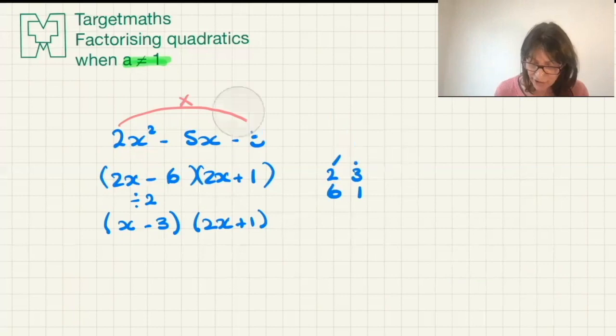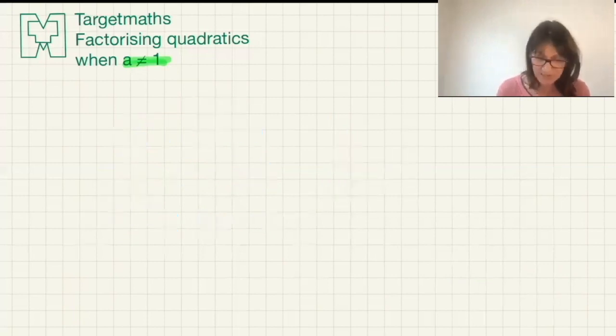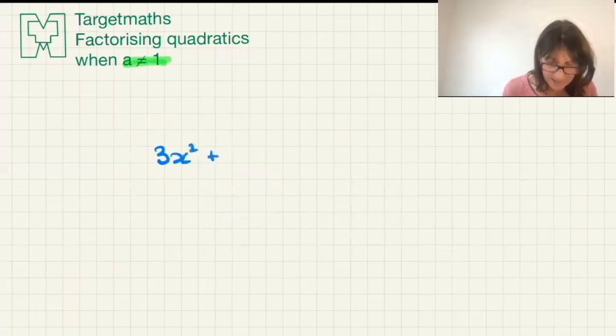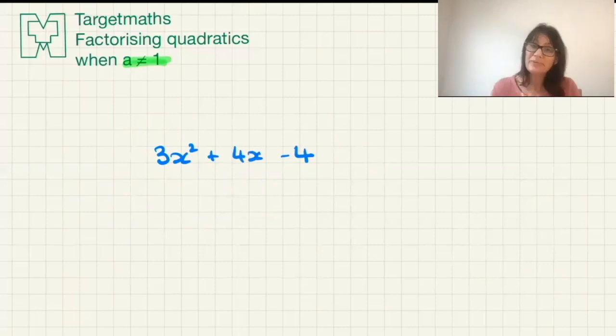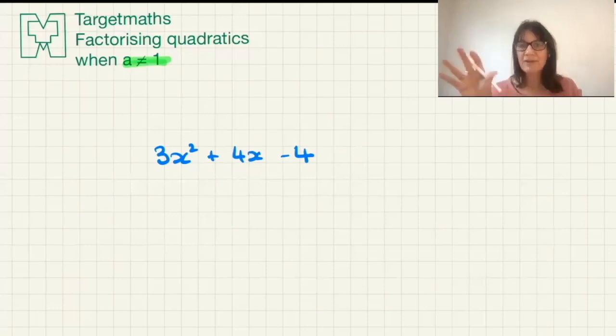All right, what I want you to do is I want you to take a look at this question. 3x squared plus 4x minus 4. Now, you've only seen it once. Hopefully you made notes as you went along, so you can use those. But I'd love you to just be brave, pause, and just have a go and see if you can get this correct. Hit play when you're ready.